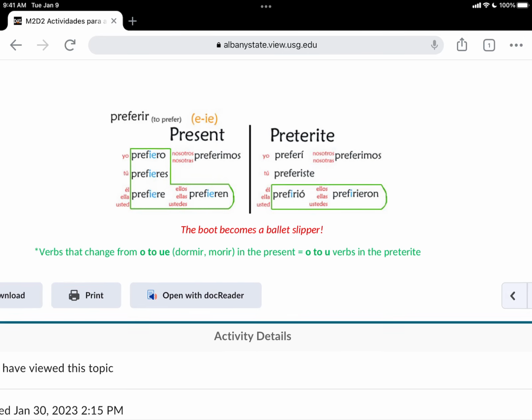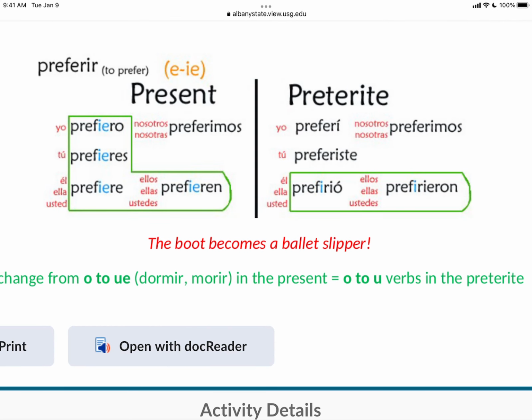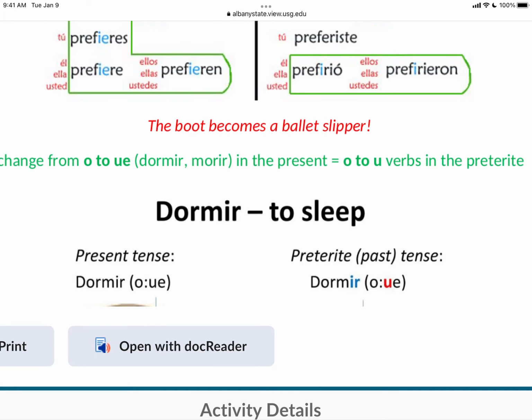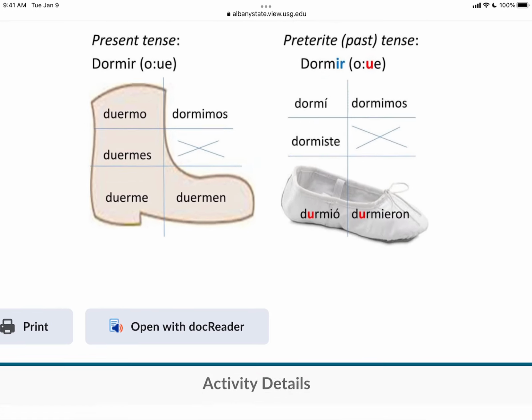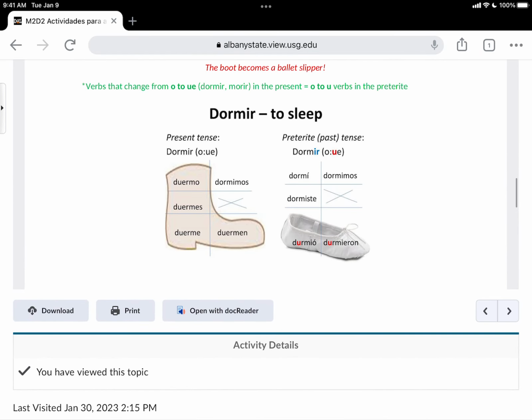So again, here we have prefiero, the E changes to an I. Instead of IE, it changes to I. And here, instead of a UE, it changes to just the U in the preterite. Okay, only third person, singular, plural. All right, that's a lot to take in.